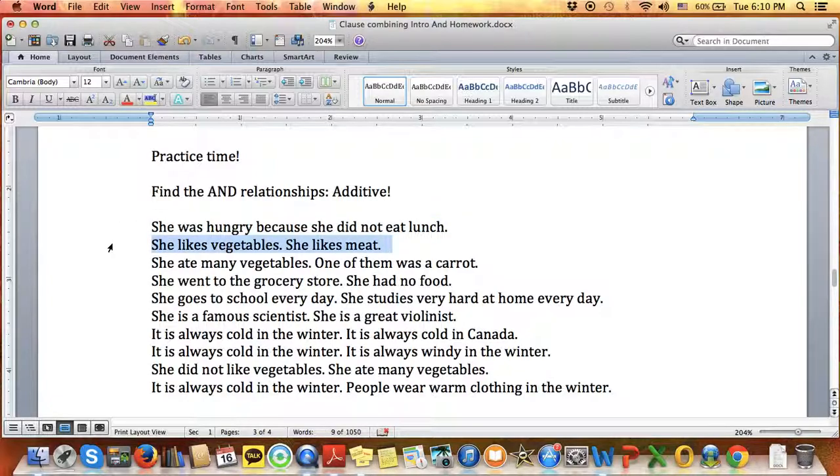Well. Then we get this. She likes vegetables. She likes meat. Ding, ding, ding. Yes, this is one. This is an and relationship right here. Oh, yay. So we'll look at that in a second.